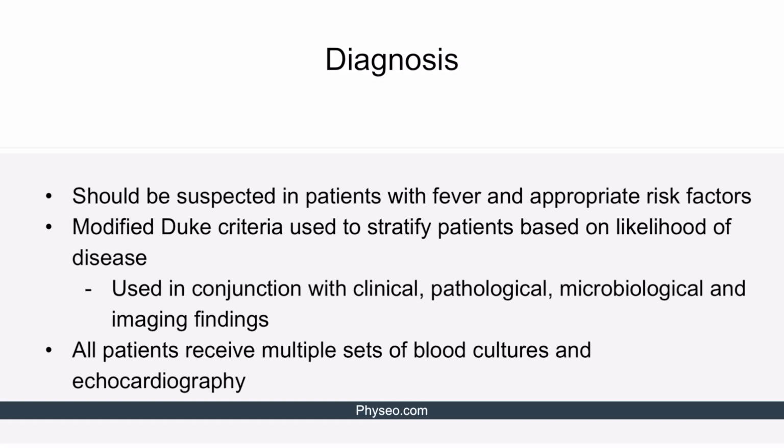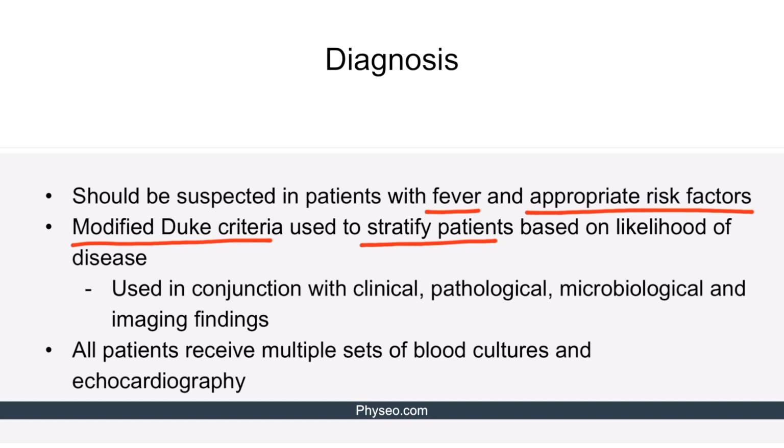Infective endocarditis should be suspected in patients with fever and appropriate risk factors, and should be on the differential in patients who have fever of unknown origin. The modified Duke criteria has been used to stratify patients into categories of definite, possible, or rejected cases based on clinical, pathological, and microbiological findings.